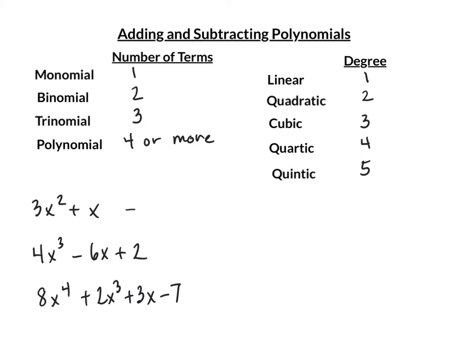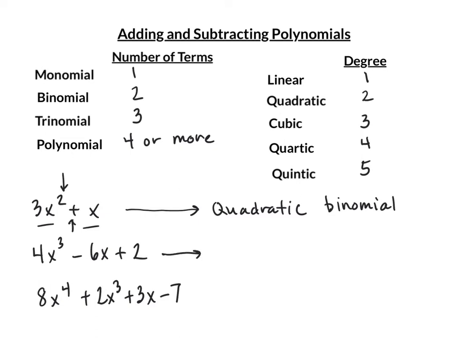If we look at this polynomial below, 3x squared plus x, and I wanted to name that, that would be a quadratic because the highest power is 2. It's a quadratic binomial because it has two terms, 1, 2, separated by addition.